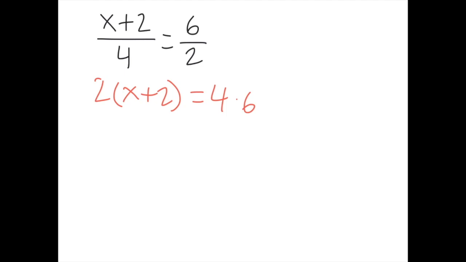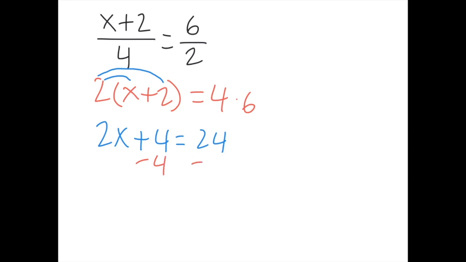Then, to use the distributive property, we have to say 2 times x is 2x, and 2 times 2 is 4, so plus 4. And then on the right side, 4 times 6 is 24. And then solve from there.